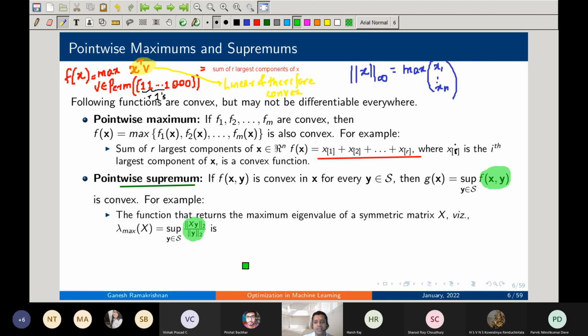So for every y, for every x, y combination this function is defined, right? And now you're saying over all the y's for a fixed x, what is the supremum or upper bound? Okay, think of this as upper bound, least upper bound.